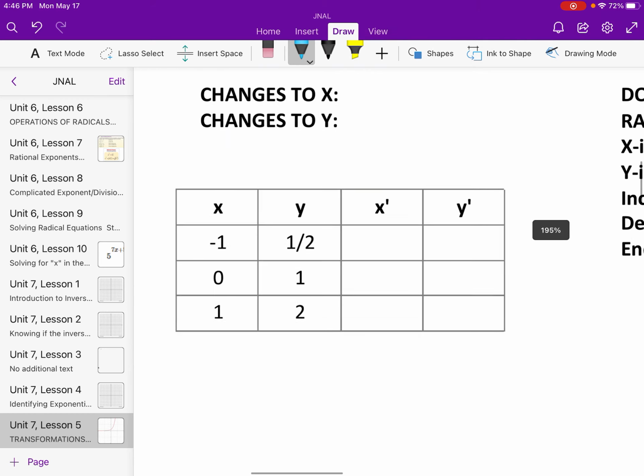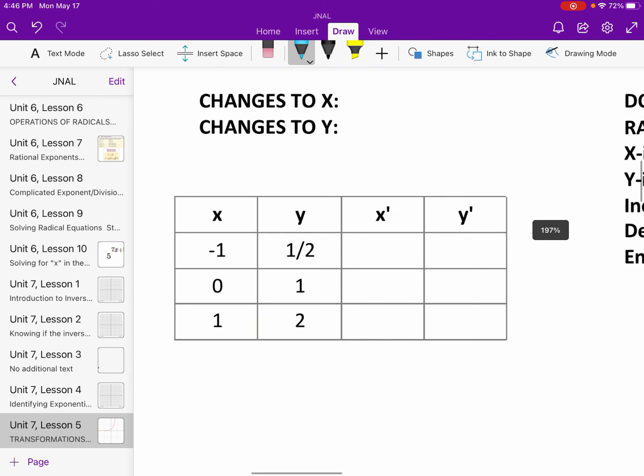So let's see. Changes to x and changes to y. Well, let's first just say the transformation. Since it's minus 2, that means right 2. So when we're thinking of left and right, that's changes to x, and that means we're going to add 2 to x. Since nothing changed for y, we just keep y the same.